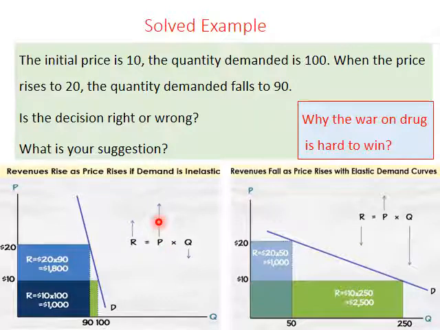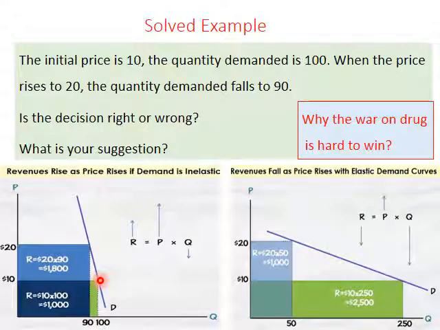Total revenue equals price times quantity. As the price increases, the total revenue increases. So it is inelastic, and we can see it graphically. The initial price and quantity is this one. The initial price is 10, and the quantity is 90, and here is the point.